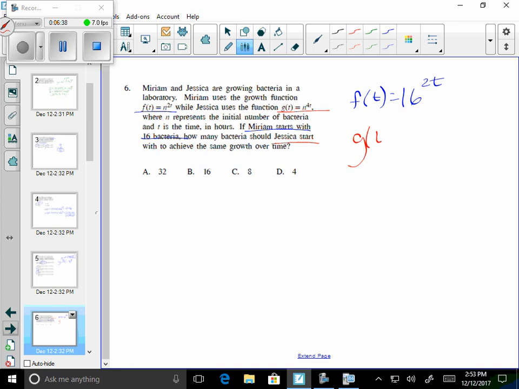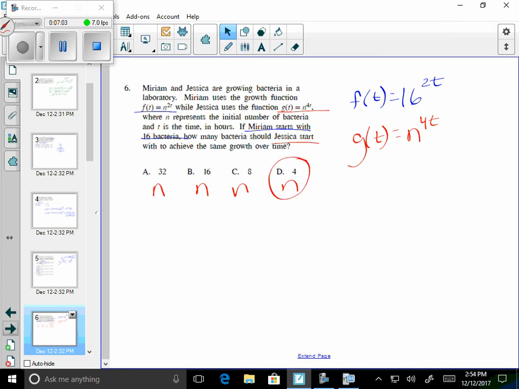So g of t, we know less about this formula, so it's n times 4 to the t. What our answer choices are representing is our n values. They want you to plug in each of these for n and basically see which calculator table is going to match. So the answer to this one is 4, and I'm going to show you what it looks like on the calculator.